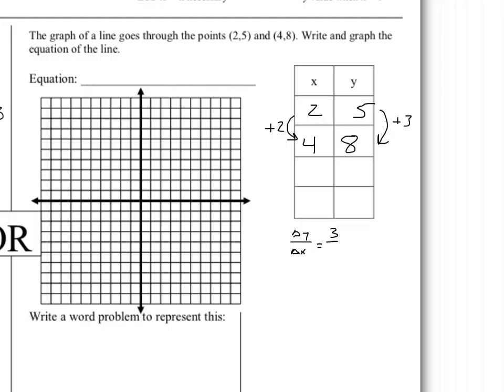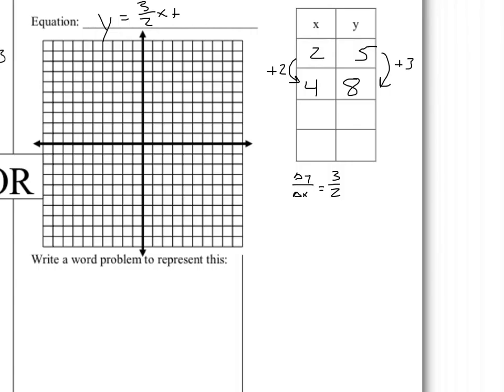Change in y is 3 over 2. So I know, again, that my equation is y equals 3/2 x plus something. Now, again, we already know what that something is, but we've got to find a way to find exactly what it is, considering our graph was a little bit imperfect. So if I want to know exactly what it is, this is what we're going to do.